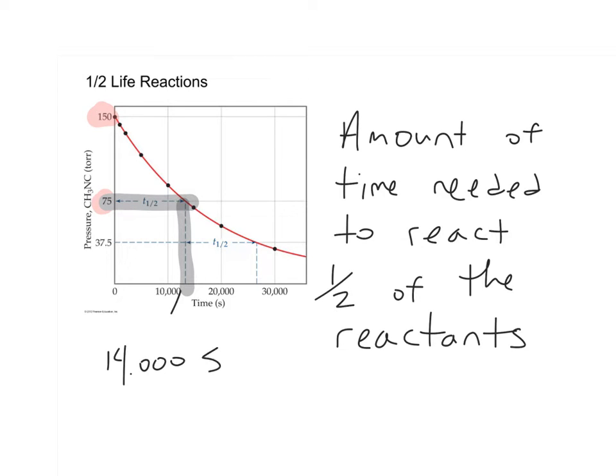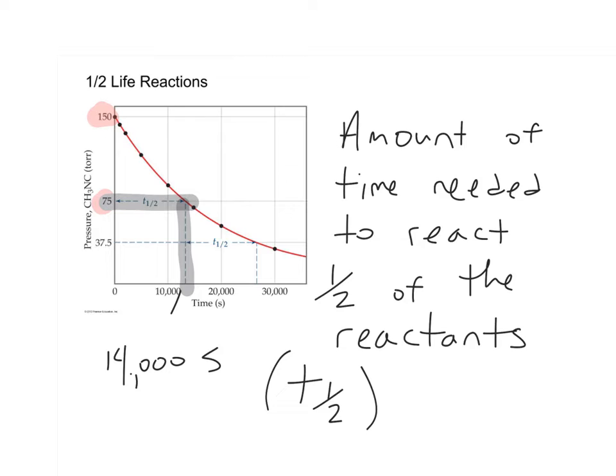14,000 seconds. So if you're given a graph, just simply look at what you start with, cut that in half, extrapolate over, determine what time on the graph intersects that particular concentration or pressure in this case, and you'll have the half-life, which is an amount of time. It's usually represented by T subscripted 1/2.